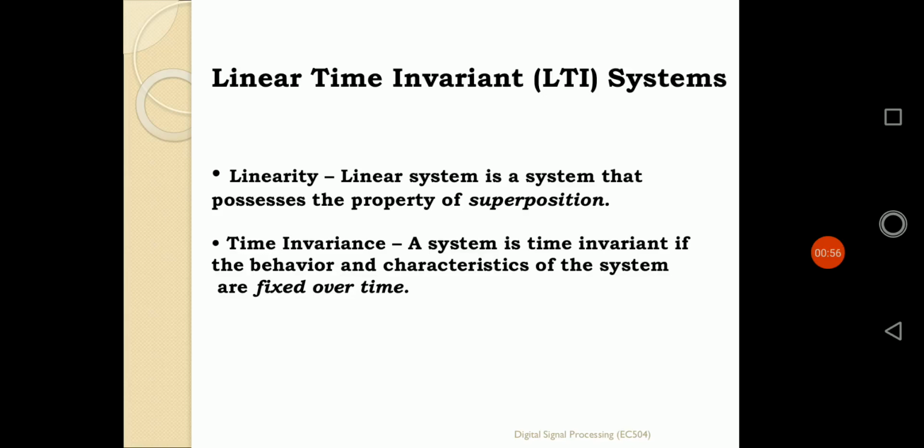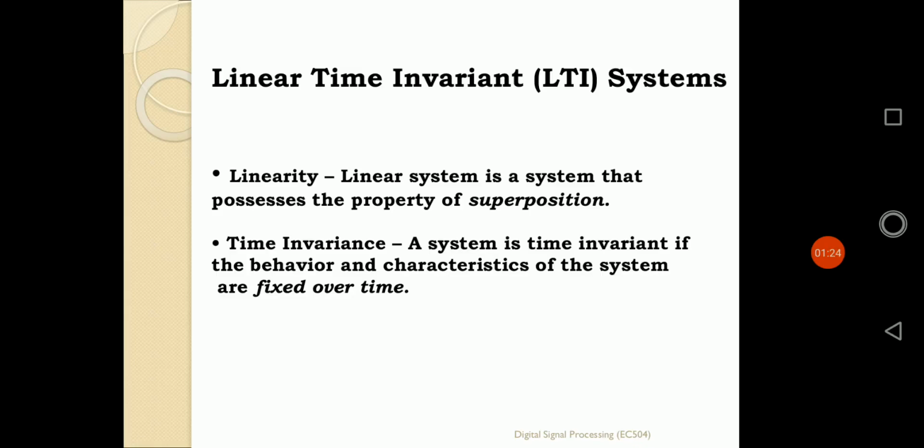That means there are some linearity properties as well as some time invariance properties of the system. A system having the property of linearity as well as time invariance is known as an LTI system. What is the linear property? The linearity of a system is defined by a system that possesses the property of superposition. When a system follows the property of superposition, that is known as a linear system.